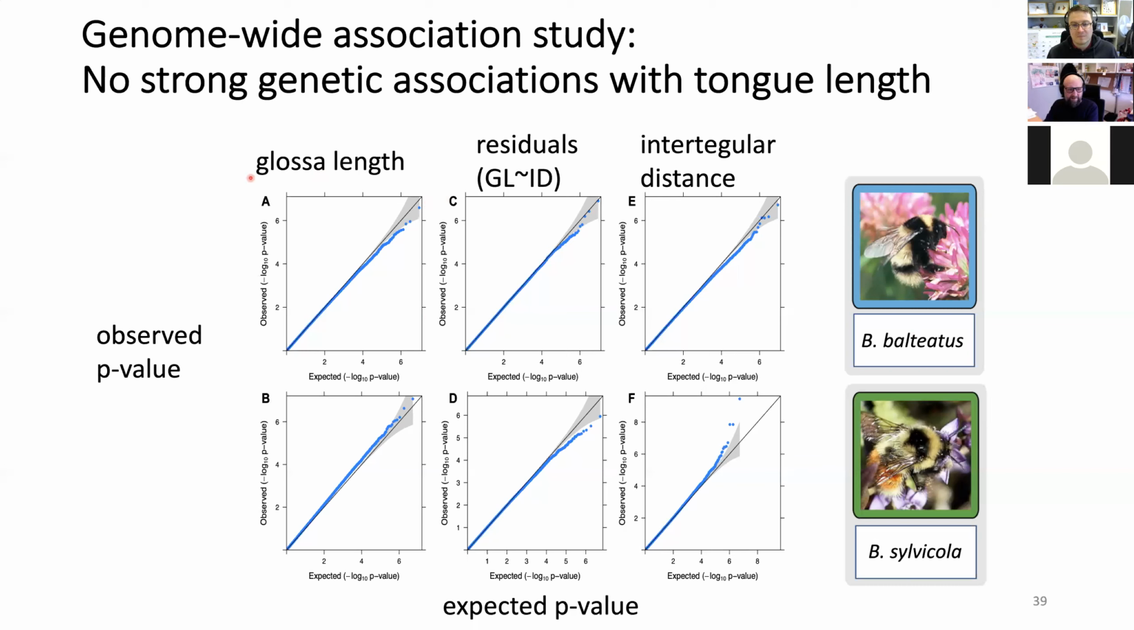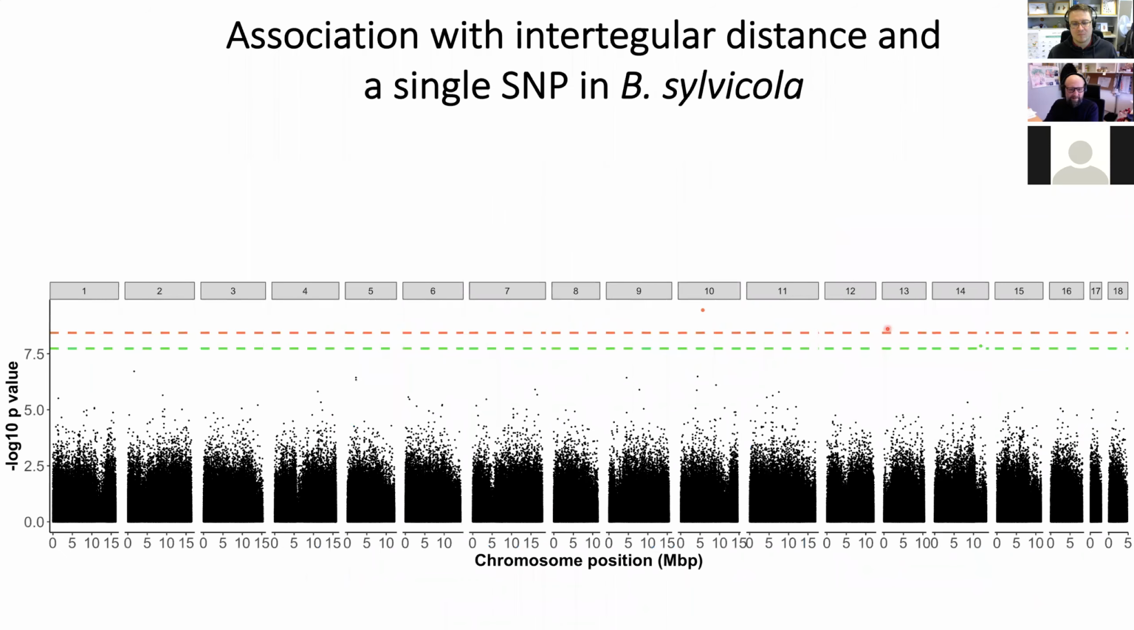And so this is for the glossal length, the tongue length corrected for size, the intertegular distance, and the intertegular distance on its own, with one exception, and that's this one where you seem to have some more significant p-values. That is a correlation that we observed with intertegular distance and a SNP in Bombus sylvicola.